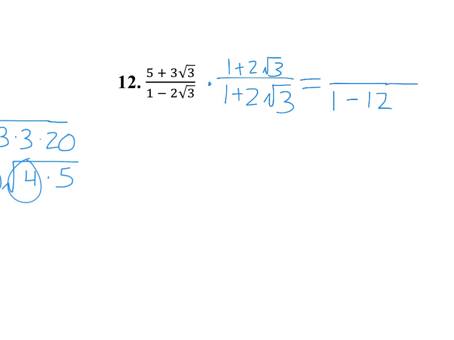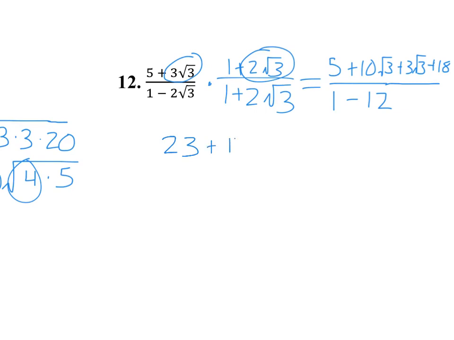All right, FOILing the top, we have 5 plus 10 rad 3 plus 3 rad 3, and then 3 rad 3 times 2 rad 3 is 6 times 3, or 18. So this, the front makes 6, and then the radicals together make 3, so that makes 18. All right, so combining like terms, we get 23 plus 13 rad 3 over negative 11.